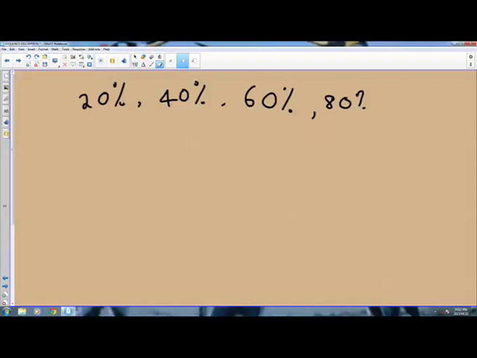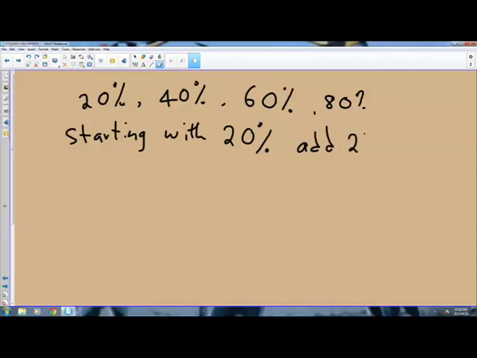So this simply means when you are to describe this in words, you will say starting with 20%, add, not end, but add 20%. As you can see, what happened here is you have added 20 to this to get 40%. So starting with 20%, add 20%.